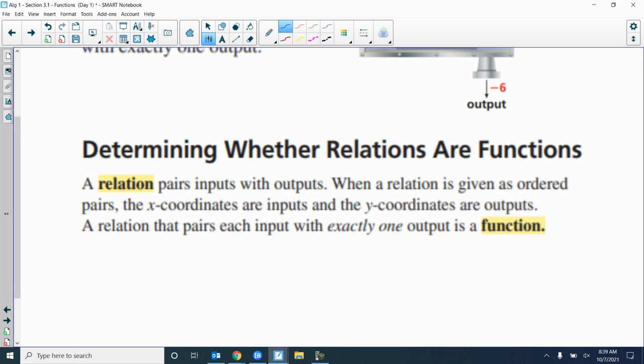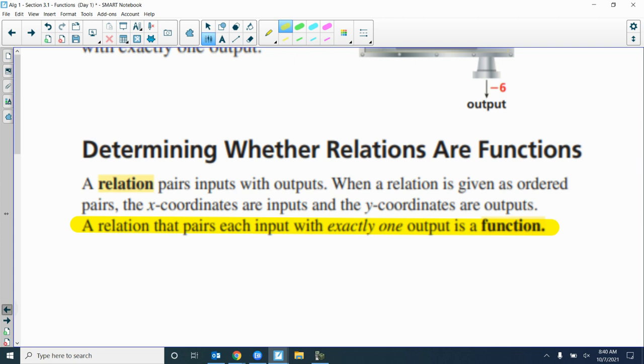We've already talked about a relation. That's just something that creates ordered pairs. When a relation is given as ordered pairs, the x coordinates are the inputs. The y coordinates are the outputs. Right here, this is real important. A relation that pairs each input with exactly one output is a function. A relation that pairs each input with exactly one output is a function.